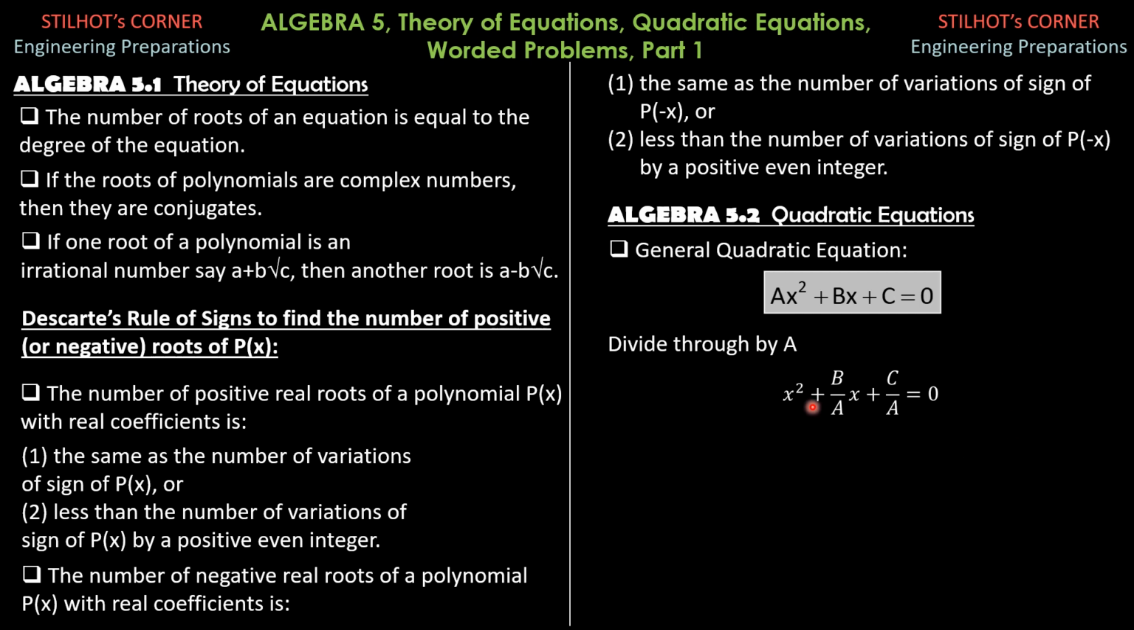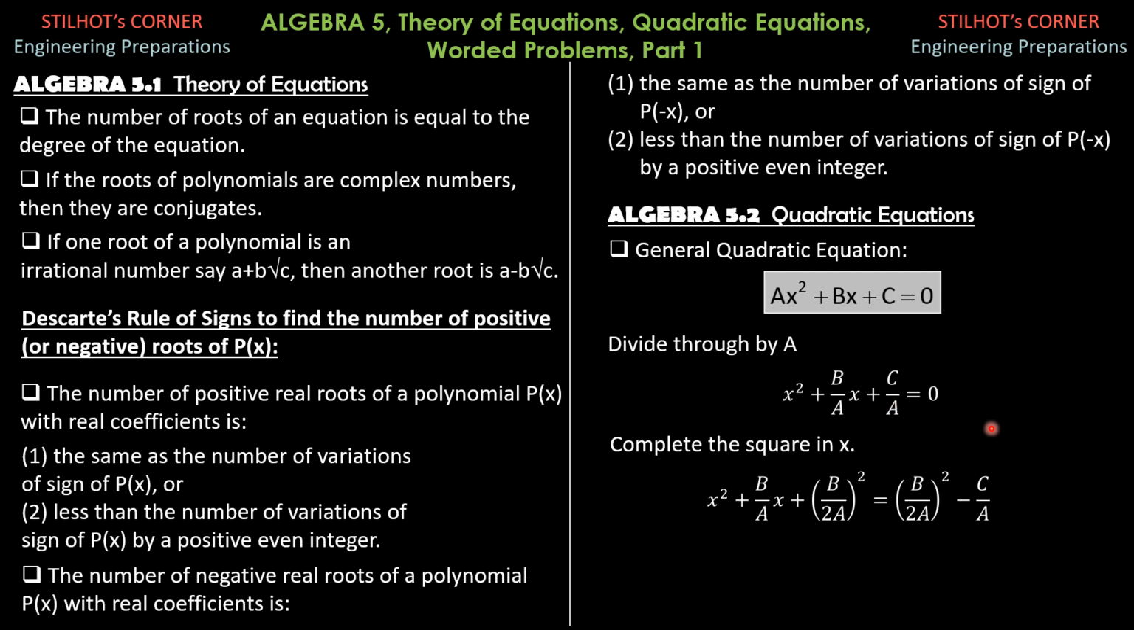So in this case, we add 1/2 of b over a quantity square, and we also add it to the right side to balance the equation, to maintain the equation. So complete the square in x. So we have x squared plus b over a times x plus 1/2 b over a quantity square equals b over 2a, or 1/2 of b over a quantity square, which we added in the left side, so we also add it in the right side, and we have negative c over a after we transpose this to the right.